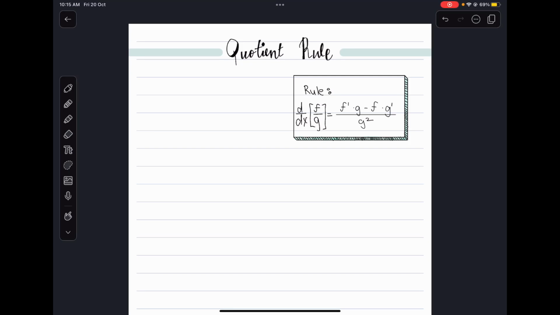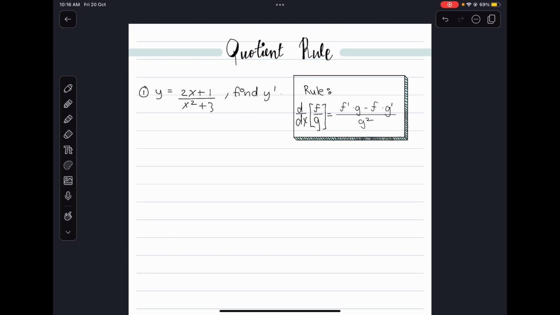A very important derivative rule is the quotient rule. The quotient rule states that the derivative of f over g is equal to f prime times g minus f times g prime over g squared. Question 1 asks us that if y is equal to 2x plus 1 over x squared plus 3, find y prime.